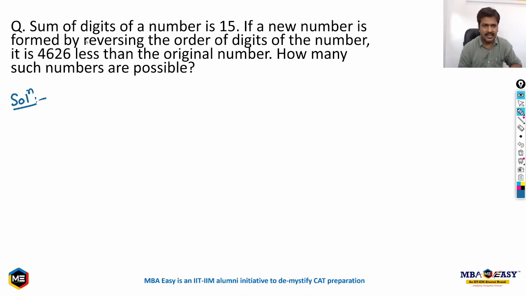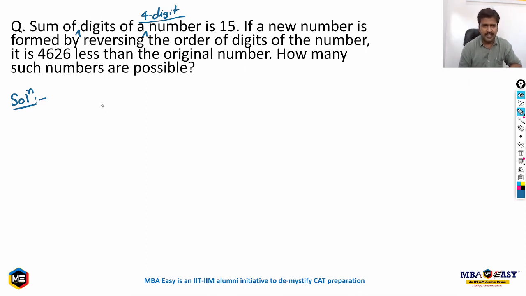The question says that the sum of digits of a 4-digit number is 50. Now the question says that if a number is formed by reversing the order of digits of the number, it is 4626 less than the original number.